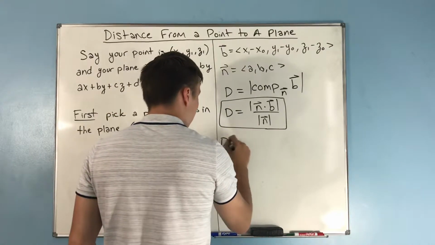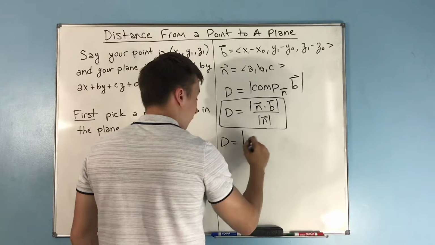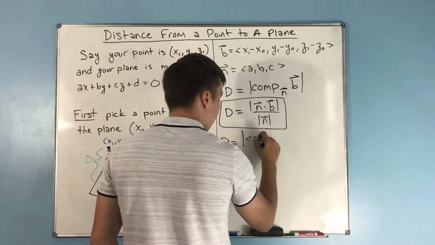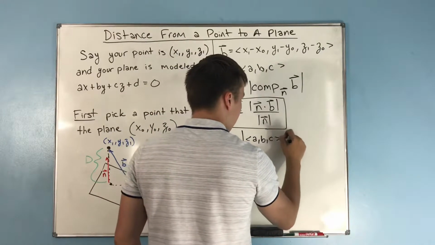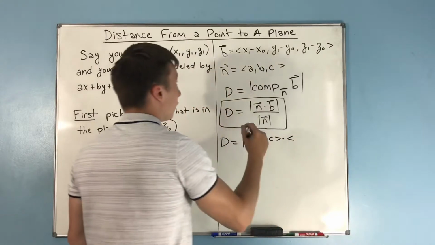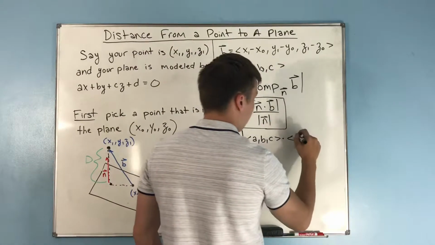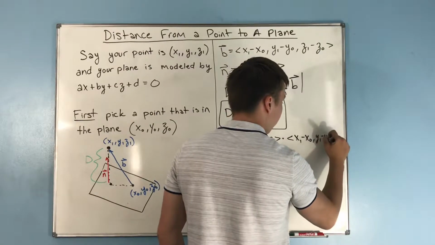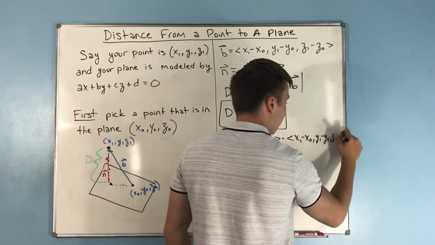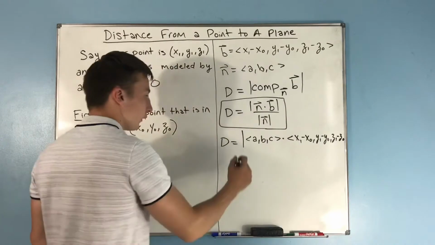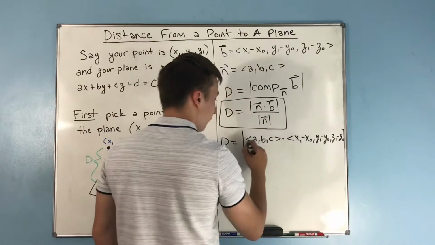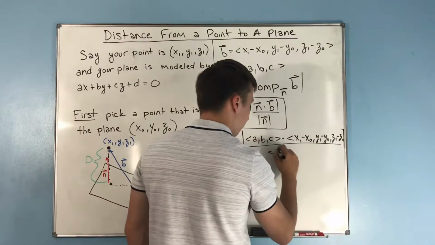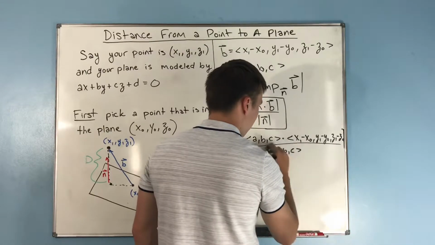So first off, what we have to do is start computing the dot product. We have that vector n is ABC, and we're going to dot that with vector b, which is x1 minus x naught, comma y1 minus y naught, comma z1 minus z naught. All right, and that is going to be over vector n, which is ABC, and we have to find the magnitude of it.